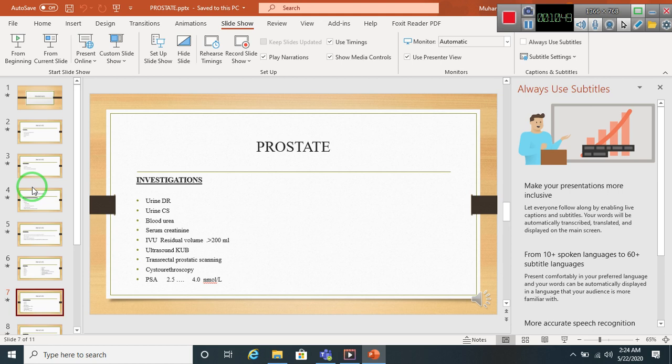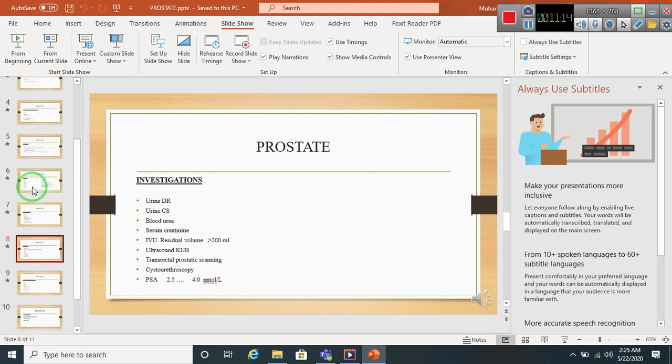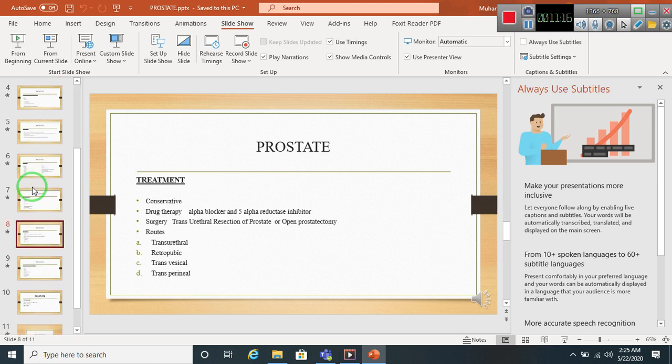PSA, prostate specific antigen, is the investigation that is done in benign prostatic enlargement. It is less than 10. 2.5 to 4 is the normal, and it is less than 10, and if it is found to be more than 10, then it shows that there is malignancy of the prostate gland.